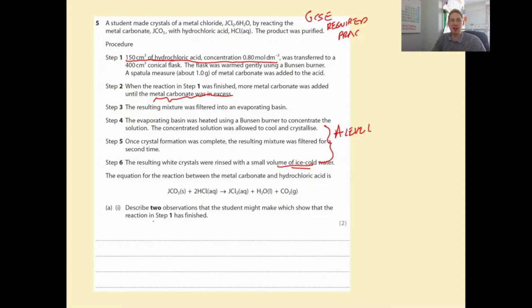Okay, you're adding a carbonate, so it's going to fizz. So stops fizzing would be the first one, because as you're adding the carbonate, it will react with the acid to fizz. And the second thing is you will see that the solid will start to accumulate at the bottom. So solid at bottom of flask.